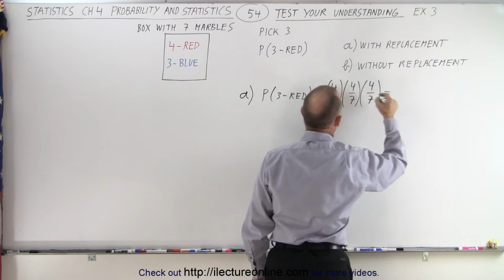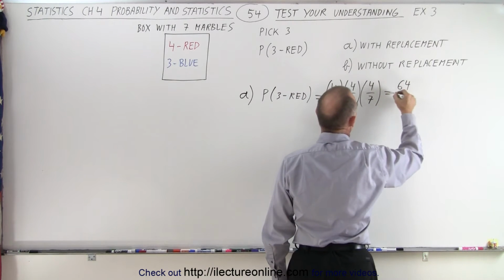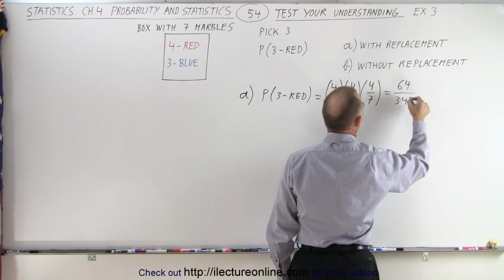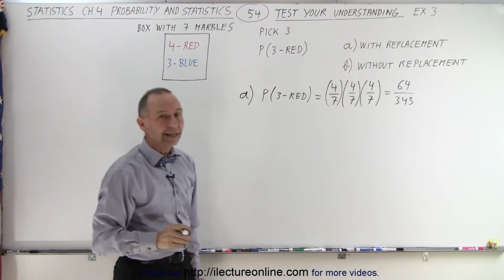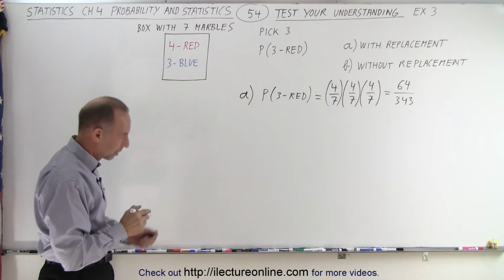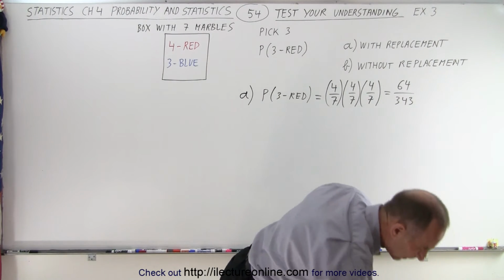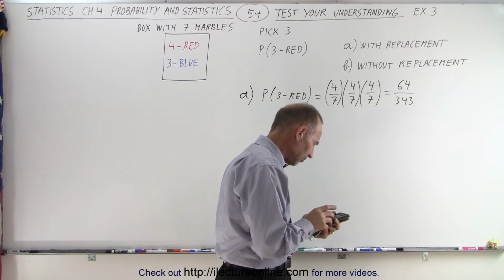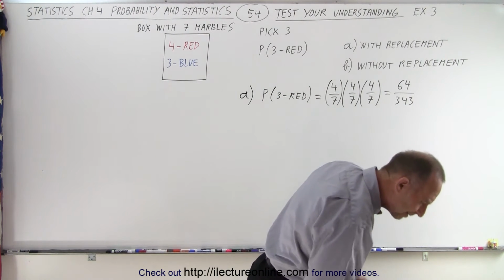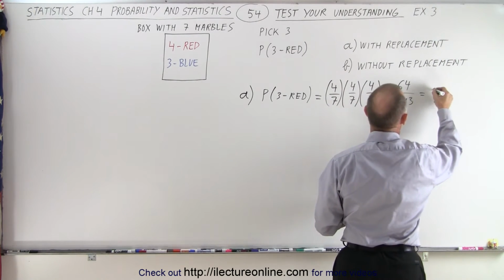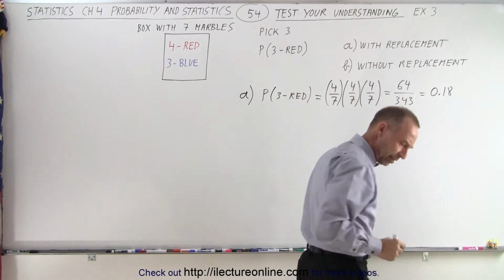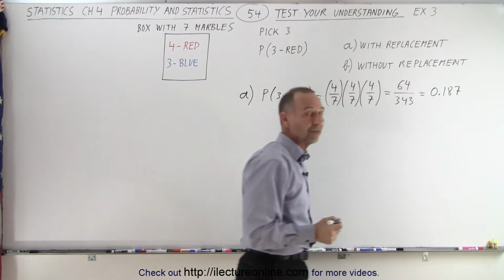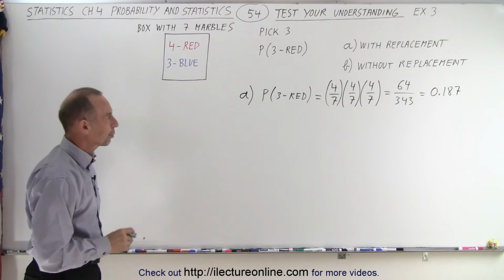So when we multiply all the 4s, that will give us 64. Multiply all the 7s, that's 343. And so that will be the probability that we'll have 3 red marbles. Let's see, what does that look like? 64 divided by 343 gives us 0.187. So about 18.7% probability that we'll end up with 3 red marbles.